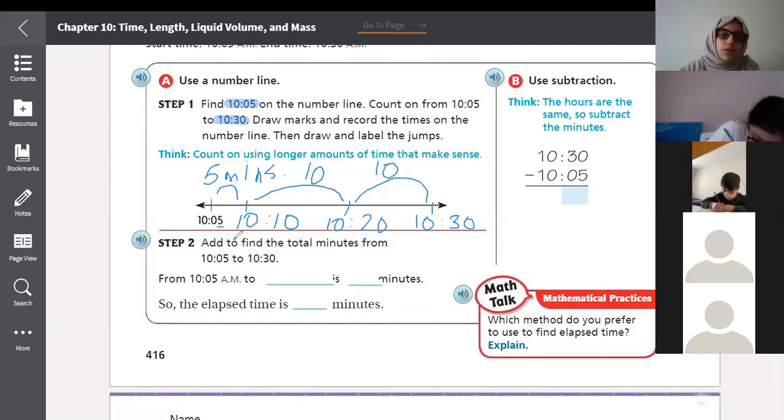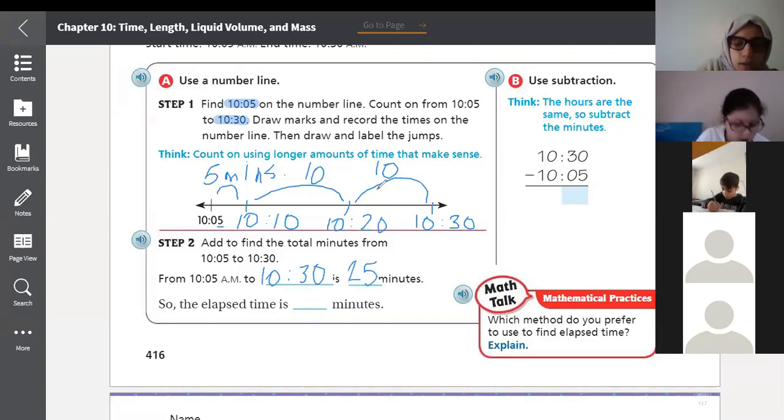So in step 2, they say add to find the total minutes from 10:05, or 5 minutes after 10, to 10:30, or 30 minutes after 10. So from 10:05 a.m. to 10:30, we know, if we count it, 10, 20, 25. So we need to count the numbers on top of the jump. So the elapsed time is 25. So this is using the number line.